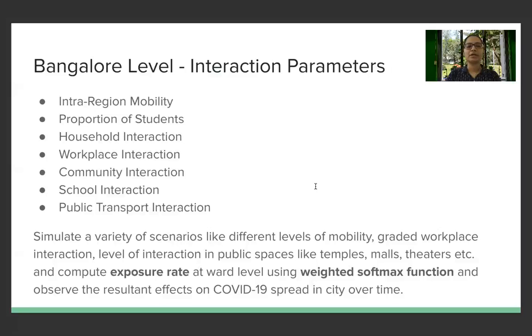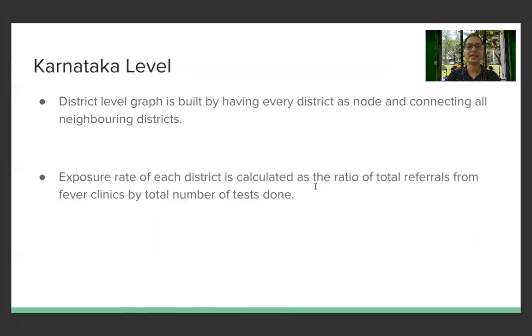So this was for Bangalore level. Next, let us discuss Karnataka level. So here we create a district level graph where each district is the node and all neighboring districts are connected. Also, to calculate exposure rate, we have focused on data coming from fever clinics. So fever clinics are basically a first point of contact for anyone who is suspected of having COVID. So people having symptoms like fever, cough, cold, sore throat, etc.